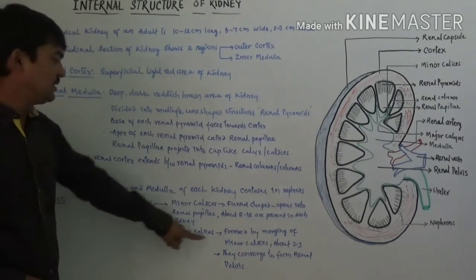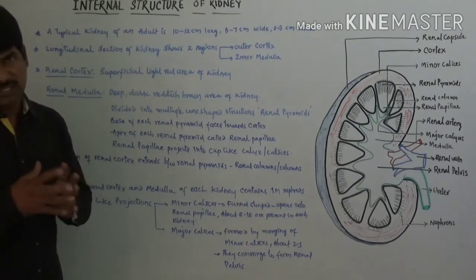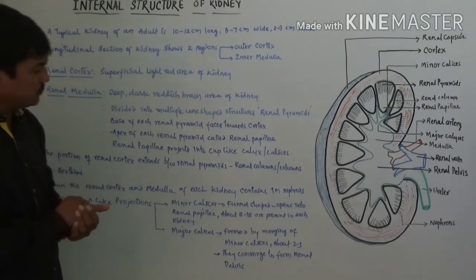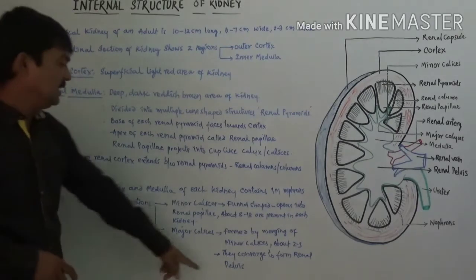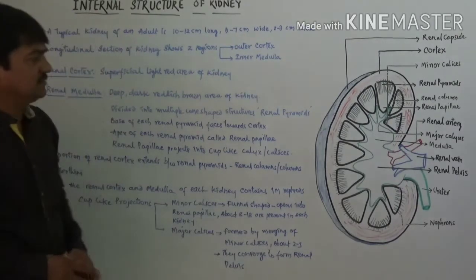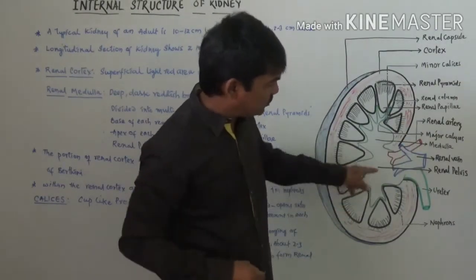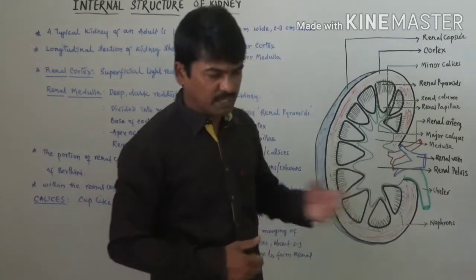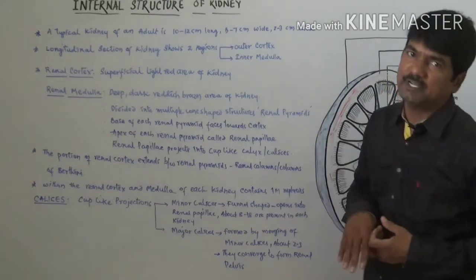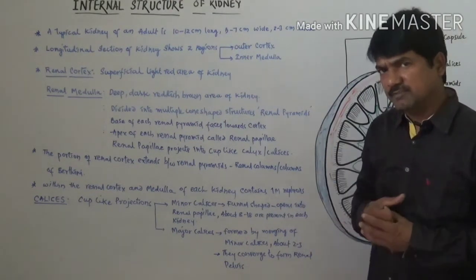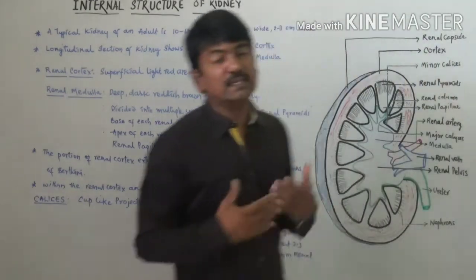And next, major calyces. They are formed by the merging of minor calyces. Minor calyces merge with each other and form the major calyces. They are about 2 to 3 in number, and they converge to form the renal pelvis. All are united to form a large tube-like structure called the pelvis. The pelvis opens into the ureter, and whenever the filtration is finished, the remaining nitrogenous waste material passes into the pelvis region, and from there enters into the ureter. So these are the structures we can identify in the internal structure of the kidney.